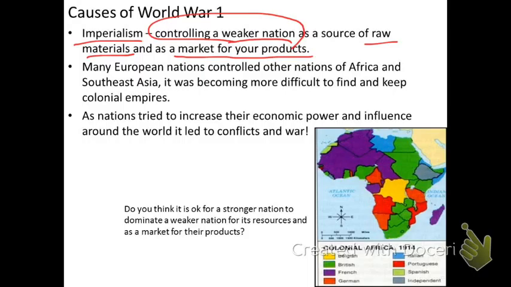Now, we've discussed imperialism numerous times. The United States is a product of an empire, the British Empire, and the British came to what was then referred to as the New World, what is now the Americas, North and South America, as a result of looking for raw materials and eventually a market for their own products.